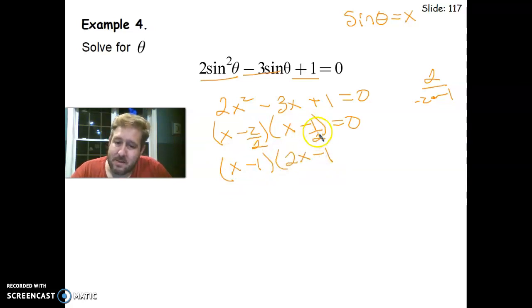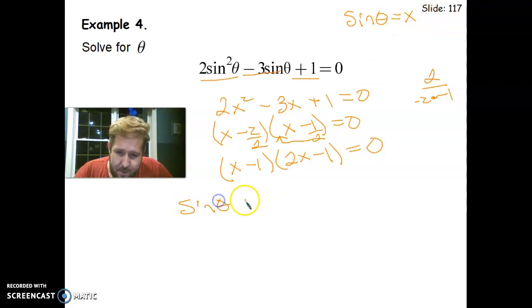Now, if this makes a fraction, you just slide the denominator up into the coefficient spot. So that's just my way of factoring with a leading coefficient. Now, there's other ways of doing it as well. Just know that this is the same thing as this. Now I can go back and plug back in sine of theta for x. So that's sine of theta minus 1 equals 0, and 2 times sine of theta minus 1 equals 0.